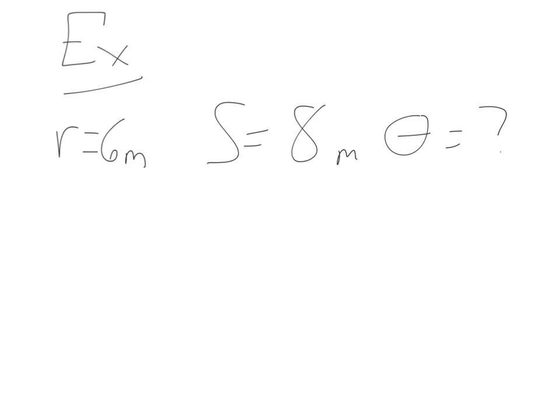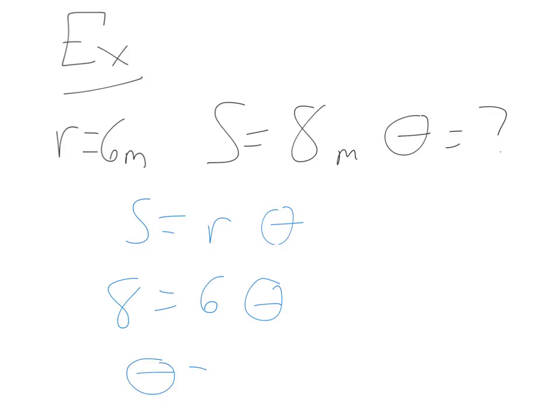Another example: if I give you a radius of 6 meters and an arc length of 8 meters, what's the angle? You can plug it into our formula. 8 meters is equal to 6 meters times our angle. If you divide by 6, it'd be 8 over 6 radians, which reduces to 4/3 radians.